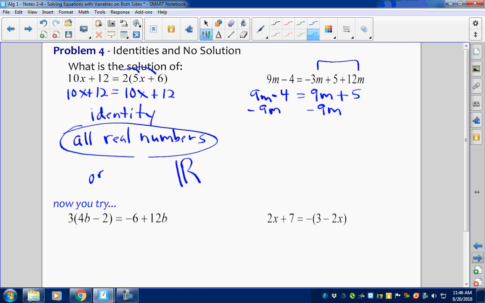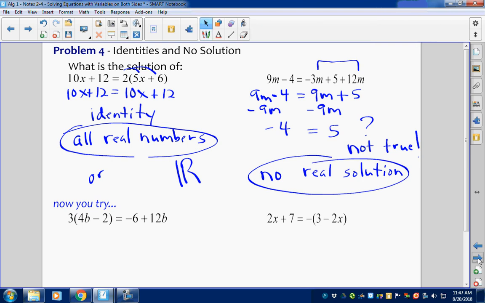I'm going to deal with the variables first, and this is part of the reason why I deal with variables first, is I get this statement, negative 4 equals 5. That's not a true statement, right? Negative 4 is not equivalent to 5. When you get a statement that's not true, so the variables cancel out completely, and you get this equation that's not actually an equation. This is the category no real solution. So just label that no real solution.